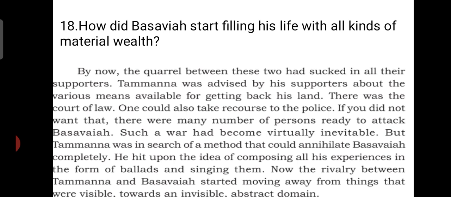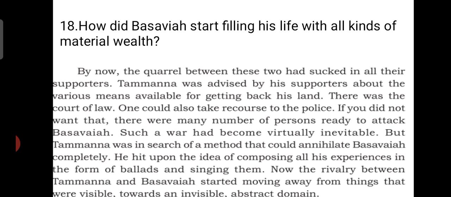By now the quarrel between these two had sunk in. All their supporters advised Tamanna about the various means available for getting back his land. There was the court of law. One could also take recourse to the police. Please open this textbook and see this answer. If you did not want that, there were many persons ready to attack Basavayya. Such a war had become virtually inevitable. But Tamanna was in search of a method that could annihilate Basavayya completely.